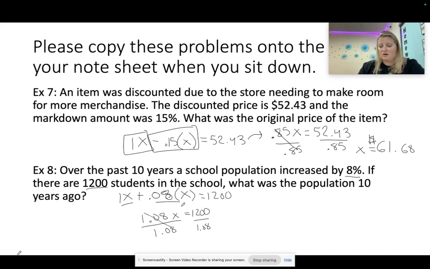Pull out my calculator here, type that in. So it looks like we're going to get 1,111.1. Now before we circle this, you want to make sure your answer is logically accepted. So if it says what was the population, well, we can't have decimal amounts of people, right? So we would just round that to 1,111 people.